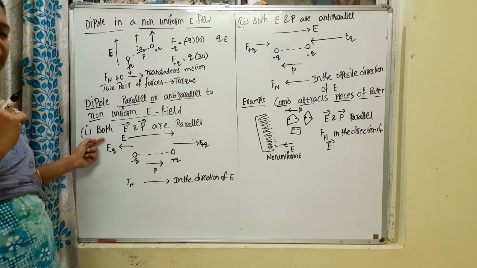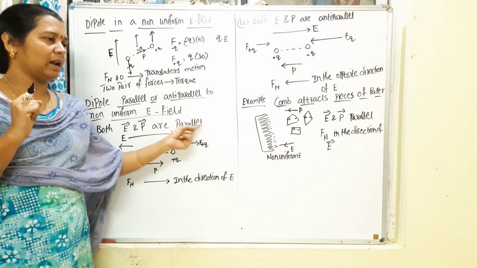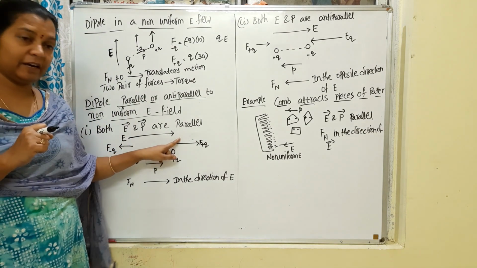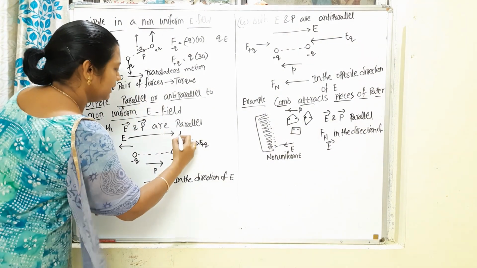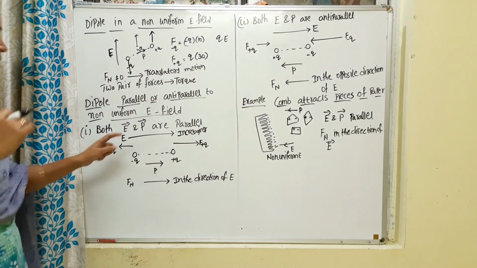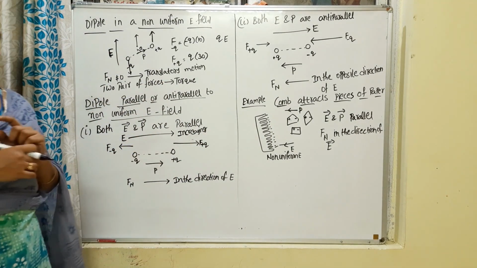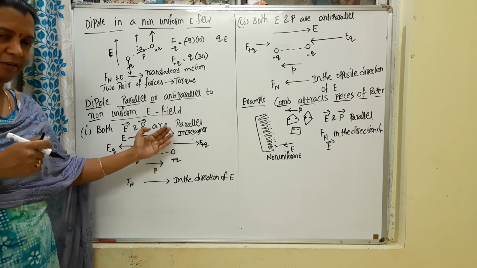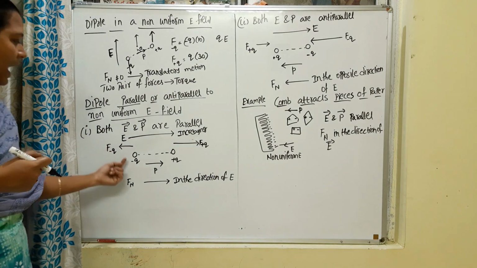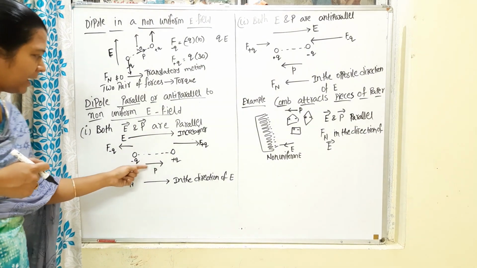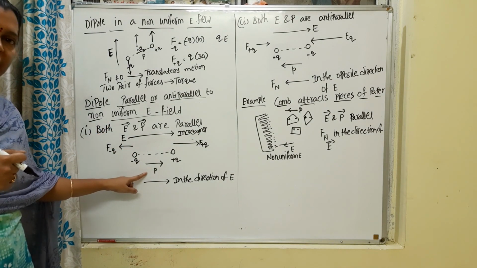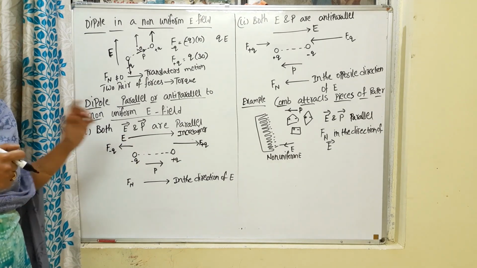For the simple case, let us say E and P are parallel to each other. So this is the direction of the electric field. Assume that it is an increasing electric field. In what way is it increasing? The magnitude of the electric field changes from point to point, so it is a non-uniform electric field, and the magnitude goes on increasing. Now I have a dipole. What is the direction of the dipole? From minus q to plus q. So the applied electric field and the direction of the dipole are both parallel to each other.